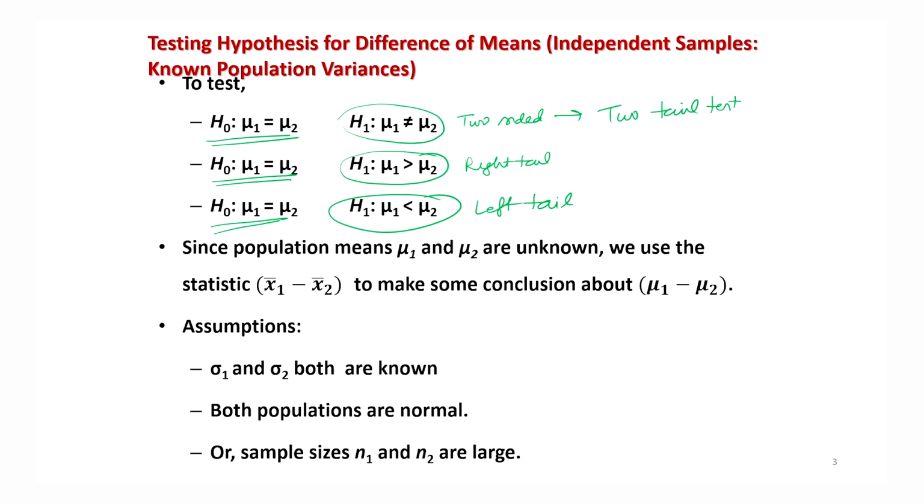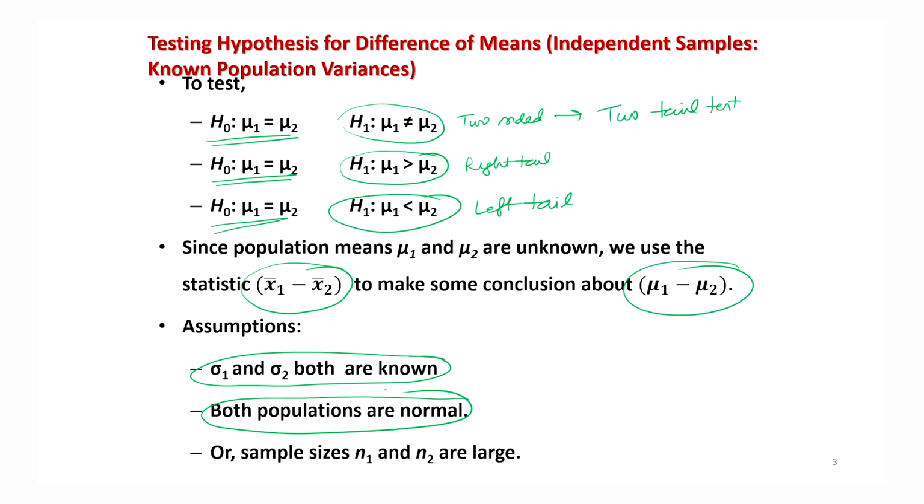Now because population means mu1 and mu2 are unknown, we use the statistic x1 bar minus x bar 2 to make some conclusion about mu1 minus mu2. So we are assuming here that sigma 1 and sigma 2 both are known, both the parent populations are normal, or I can assume that sample sizes n1 and n2 are large. If you see, these assumptions are similar to the test that we have considered in the earlier lecture.